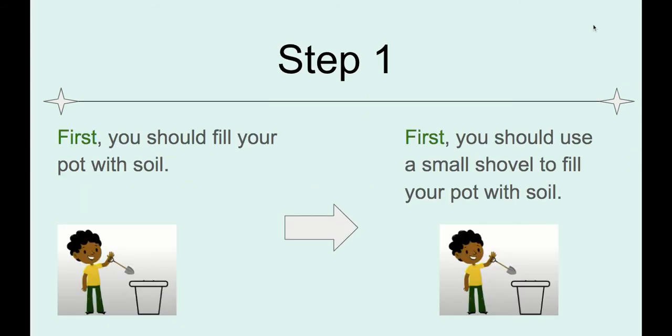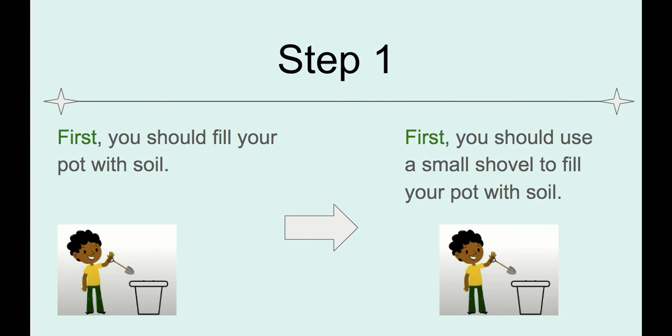So when I look at my writing on how to plant a plant, I actually had my daughter follow the instructions, and I was able to see what parts I missed. So first, you should fill your pot with soil. That's the first thing I wrote.